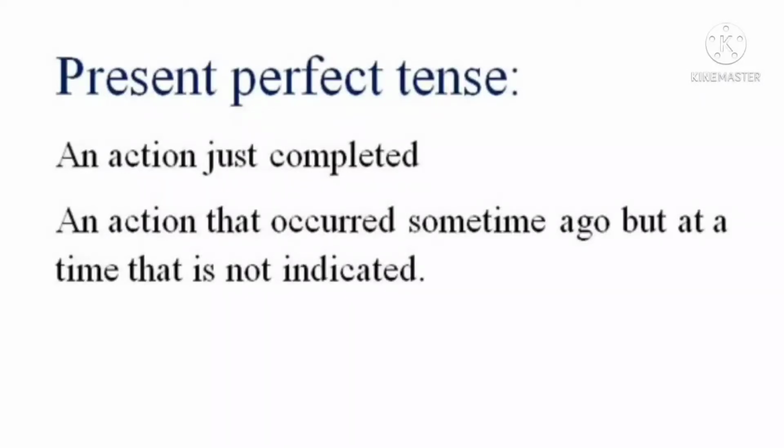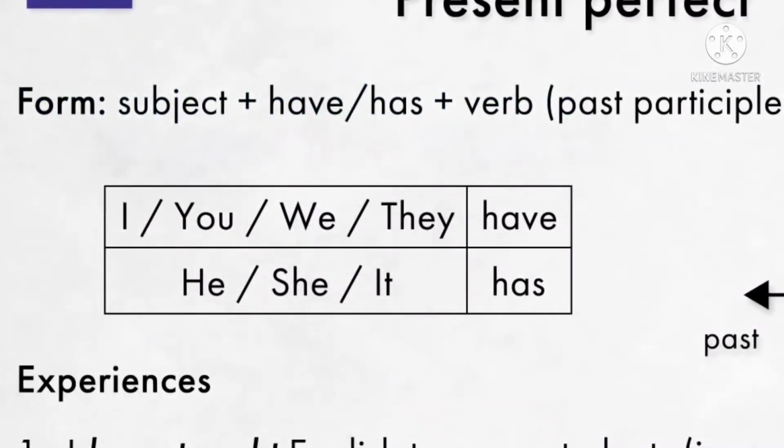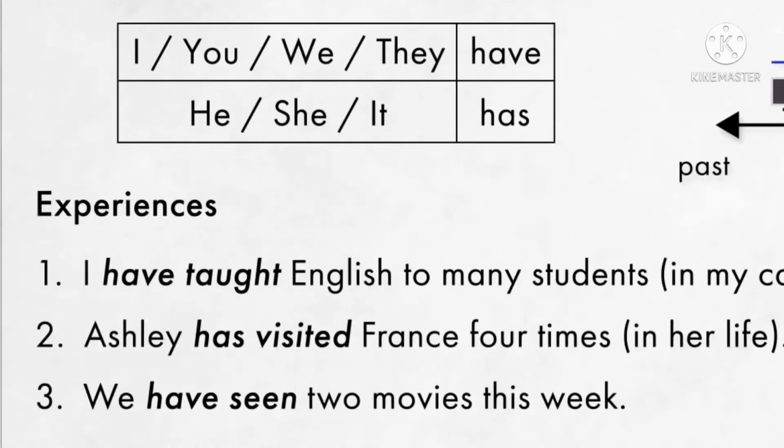Subject plus have or has plus the past participle, that is verb V3. So this is the form of present perfect tense. We say have if the subject is I, you, we, they, and has if the subject is he, she, it. For example, I have taught English to many students. Ashley has visited France 4 times. We have seen 2 movies this week. In these sentences, the time period is continuing or ongoing.